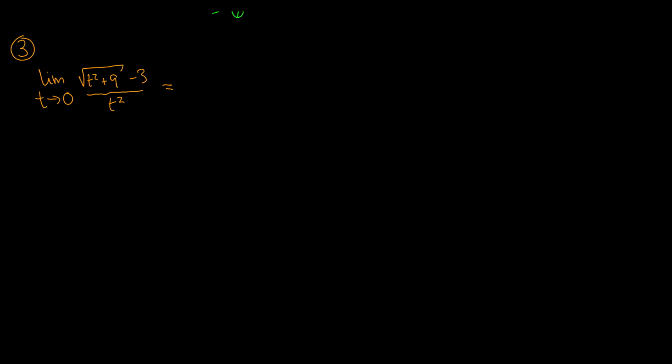Well, first step, let's check to see if we can plug t equals 0 in and get anything good. Well, that's 0 plus 9, which is the square root of 9, which is 3, minus 3. Again, we get 0 over 0. Let's not even put the cross through it. We know by now we can't do that.